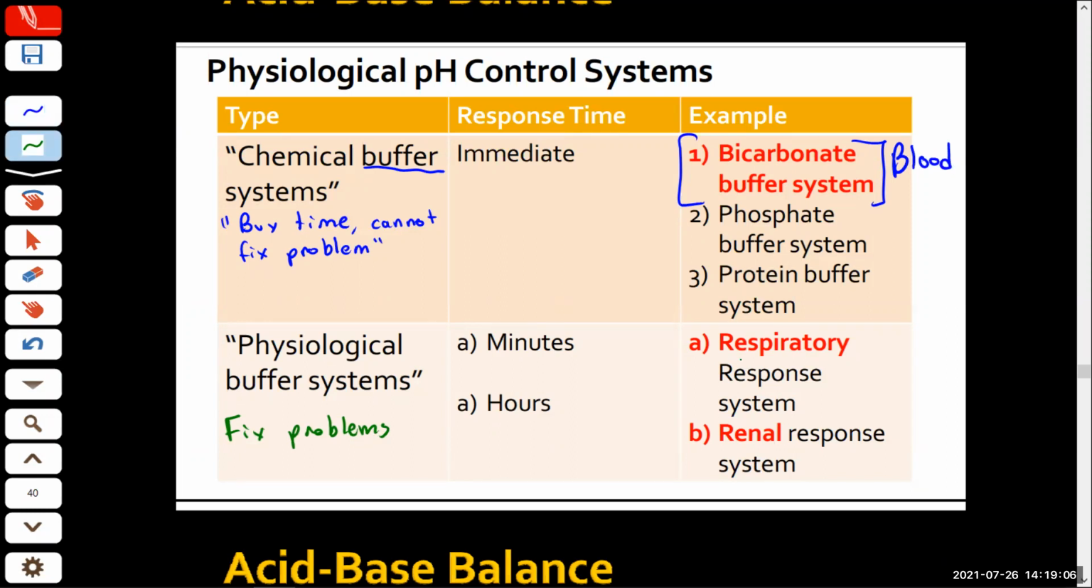Right. Respiratory, your lungs. That's going to provide a quick fix. Okay. While your renal response, this is going to be a more permanent fix. So I'm going to say more long-term fix. Right? Think about it. What do you do more throughout the day? Breathe or pee? Hopefully breathe. Okay.